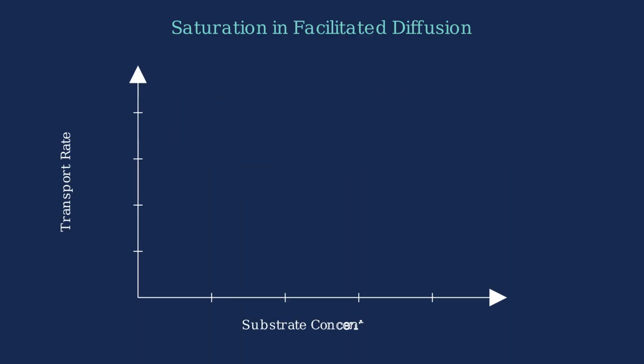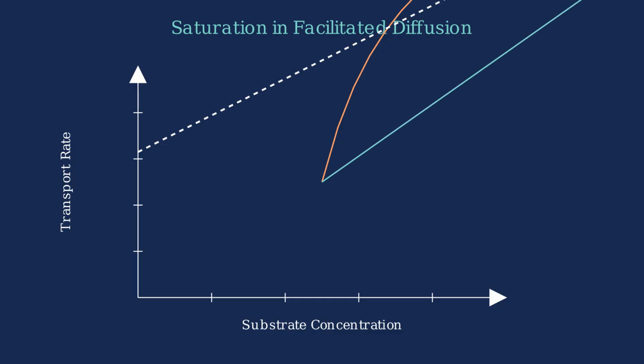Let's visualize this with a graph showing transport rate versus substrate concentration. In facilitated diffusion, the transport rate initially increases with substrate concentration. But as substrate concentration continues to increase, we reach a point of saturation where all transport proteins are occupied. This creates a maximum transport rate that cannot be exceeded, even if we further increase substrate concentration. In contrast, simple diffusion doesn't rely on transport proteins and shows a linear relationship without saturation.